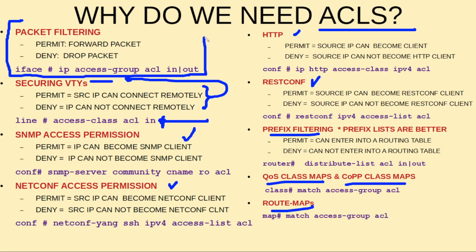So we are going to be feeding packets to our ACLs. And when we apply a permit action, we mean to forward this packet. And when we apply a deny action, we mean to drop this packet.